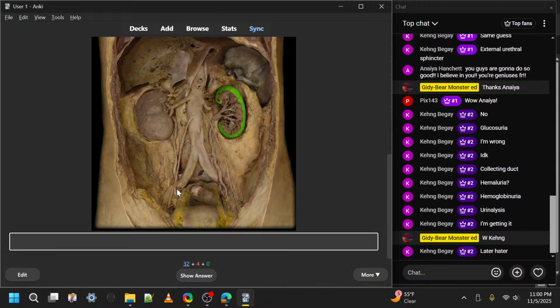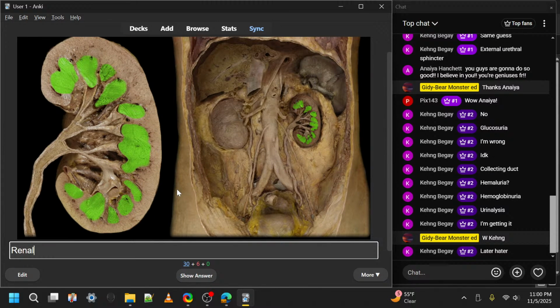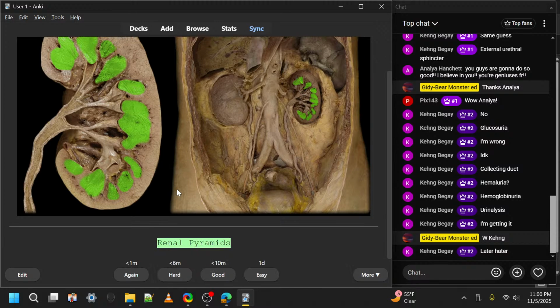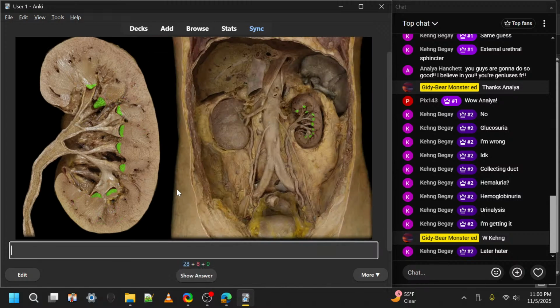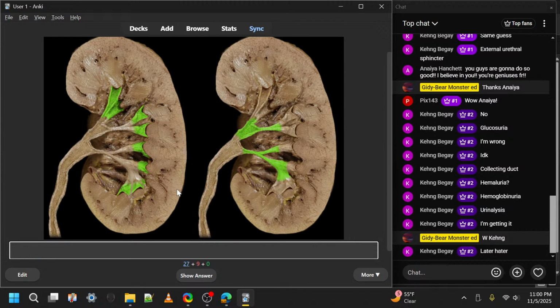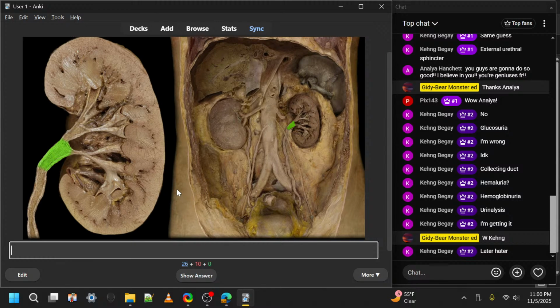Ah, dang it, capsule. Cortex. Medulla. Renal pyramids. Renal columns. Papilla. Minor calyx and major calyx. Nice. This is the renal pelvis.